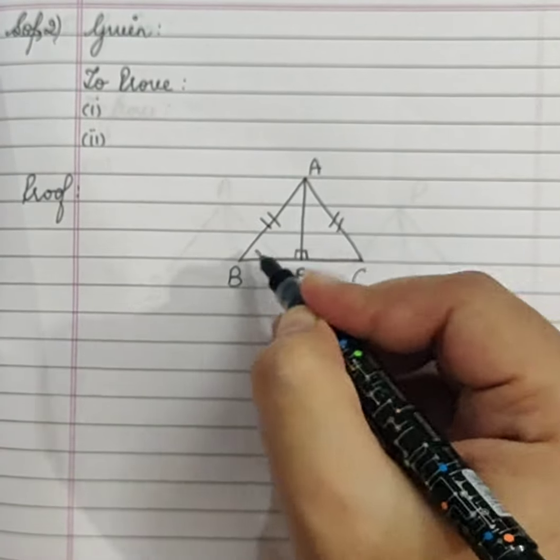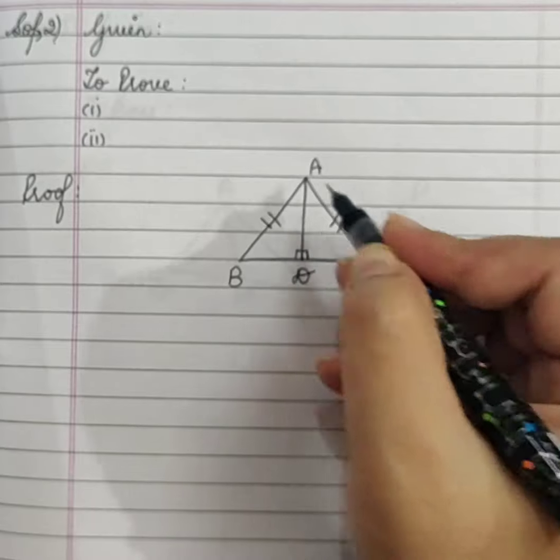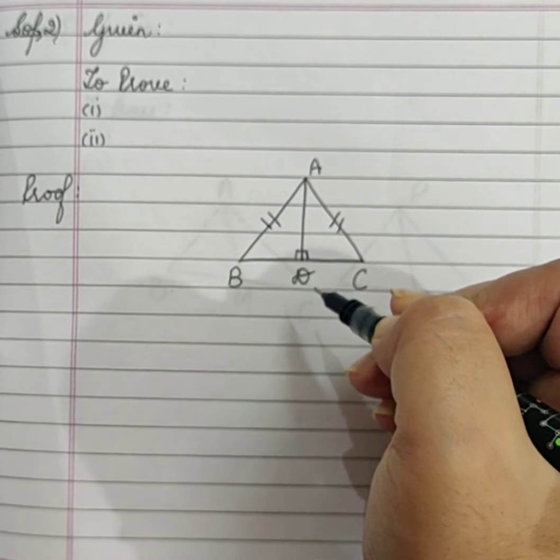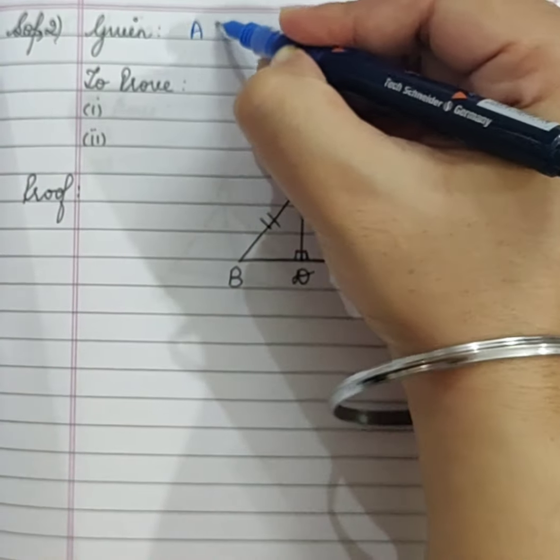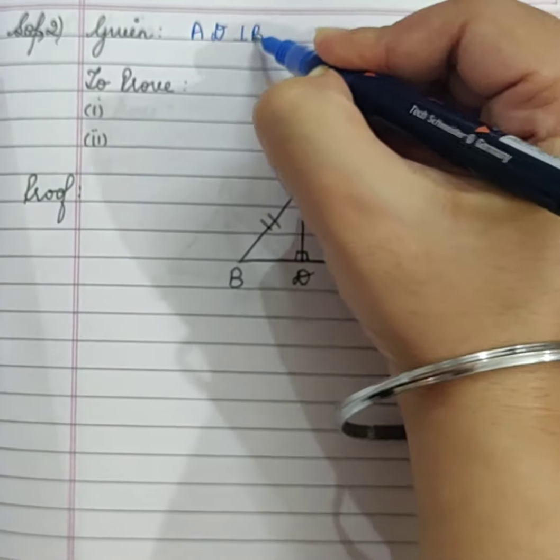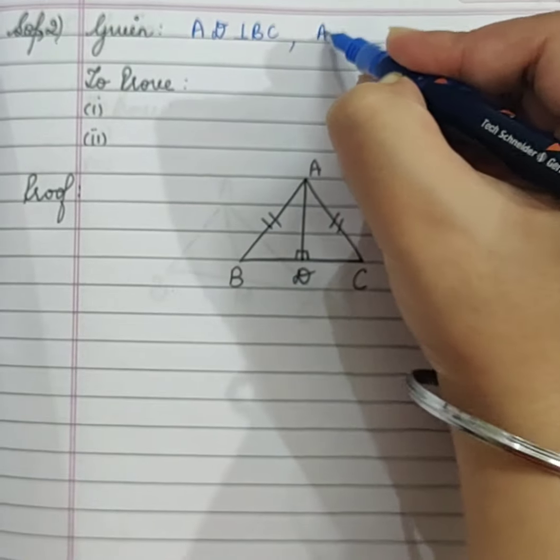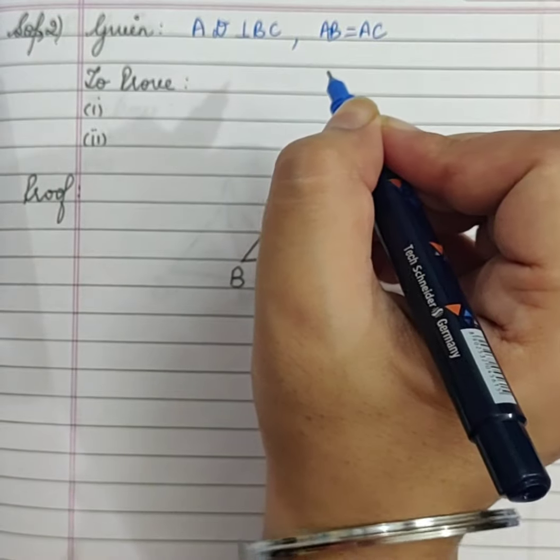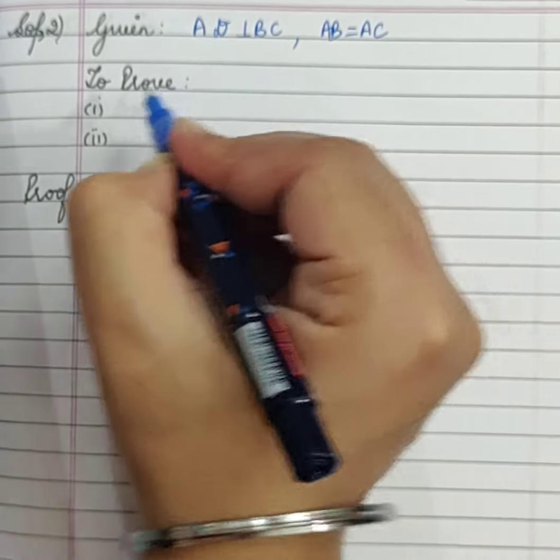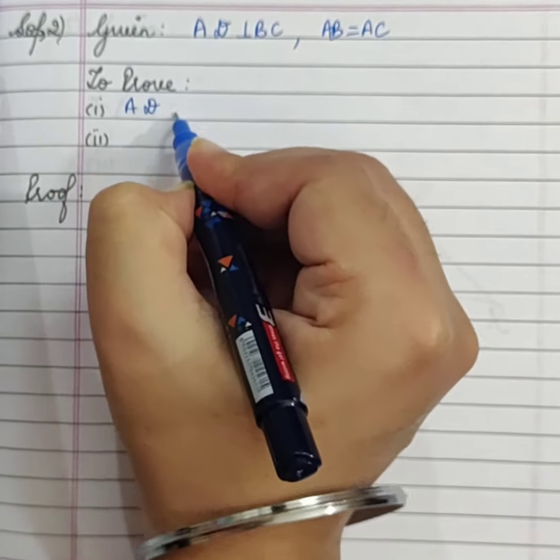So then isosceles triangle, AB is given equal to AC. AD is an altitude. We are supposed to prove two parts. Let's write the given first. AD is perpendicular to BC. AB is equal to AC. We are supposed to prove two parts. The first is AD bisects BC.